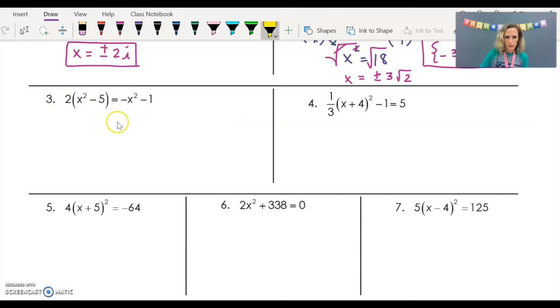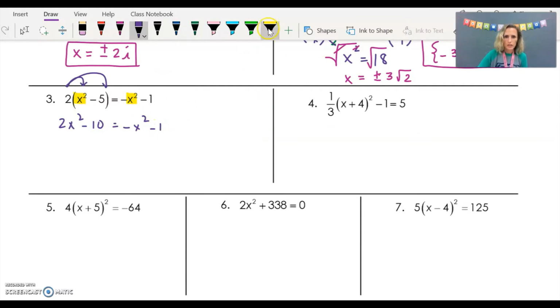Now, if we look at example 3, we see that there's an x squared on both sides of the equation. So we want to try to get those x squareds together, because we can't isolate them if they're separated by an equal sign. In order to do that, I want to add this x squared over here, but I wouldn't be able to combine because I have this 2 times the quantity x squared minus 5. So in order to operate with these things, I'm going to have to distribute. I'm going to distribute the 2 to the x squared and the negative 5, which gives me 2x squared minus 10 equals negative x squared minus 1.